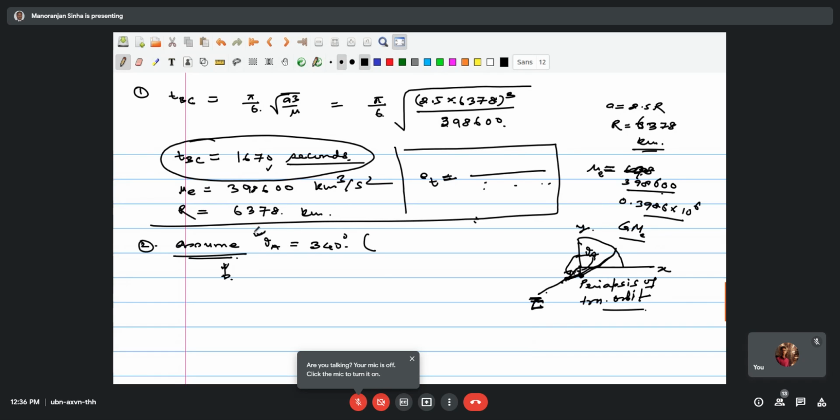Even after assuming this, we need to do some iteration. Okay, sir. So you have to do some graphics, or otherwise you just take some random value, because the periapsis, wherever you are trying to do the transfer, will lie nearby.